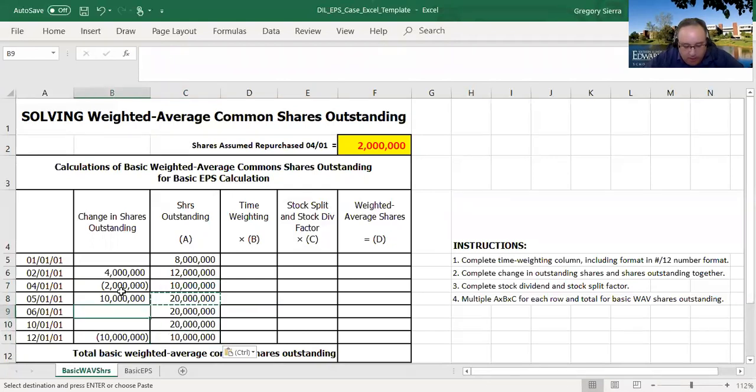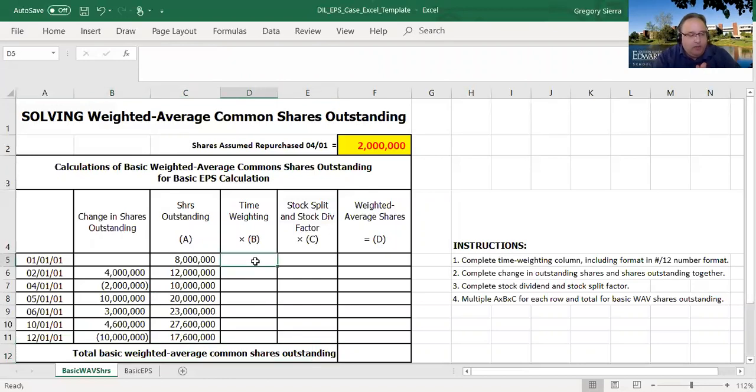On June 1, the bonds were converted for 3 million shares. So that's add 3 million shares. They issue 3 million upon conversion. And then for October 1st, there is a 20% stock dividend, which means you take 20% and multiply it times the prior shares outstanding. So then you end up with 27.6. And the last thing they tell you is on December 1, you end up repurchasing 10 million shares.